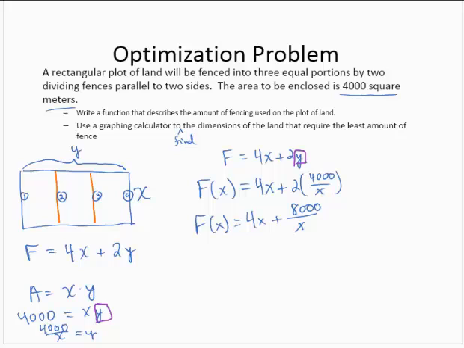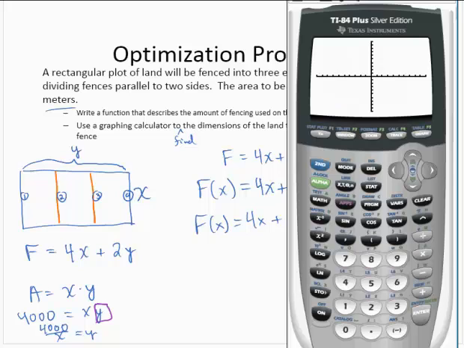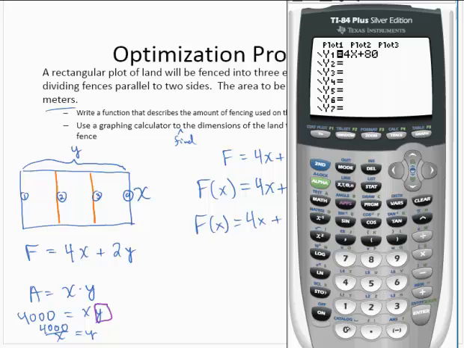You could have also answered this in terms of y, and you would get a similar looking function. It would be slightly different, but in the end, you'd get the same answer. All right, so now let's go to the calculator, and our function is 4x plus 8,000 over x.